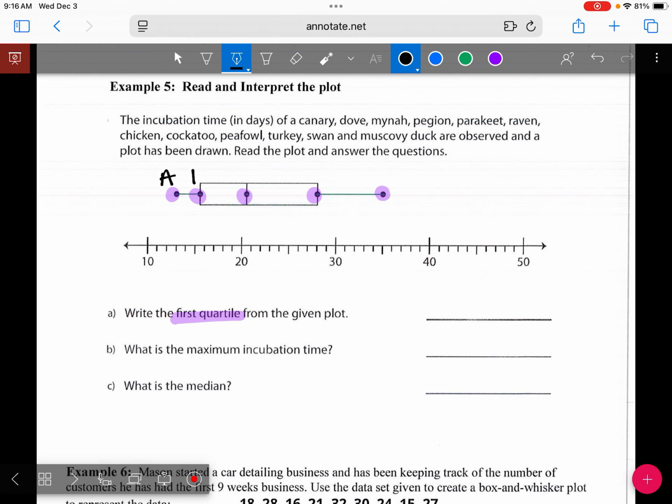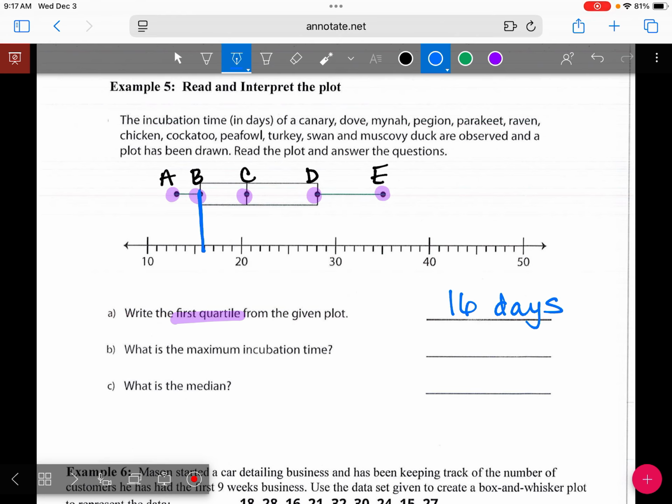A, B, C, D, E. All right, which point is my Q1? In this box, is it A, B, C, D, or E? Who says it's A? Who says B? Who says C? D? E? It is B. This is your first quartile. So this here, we got to kind of come down to the number line. That looks like that's about 16 days. So that would be my first quartile.